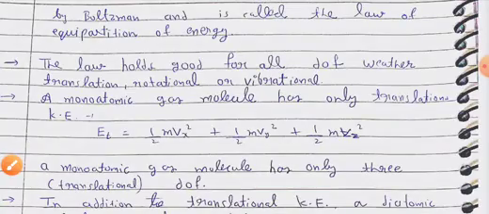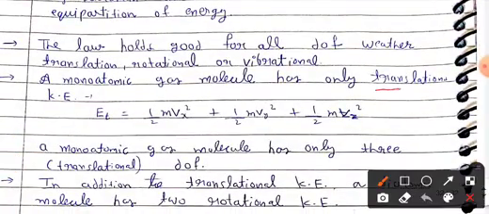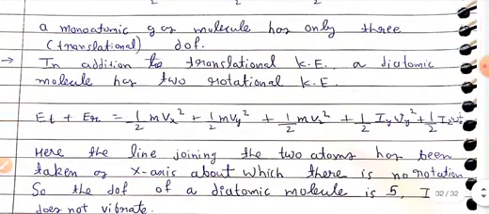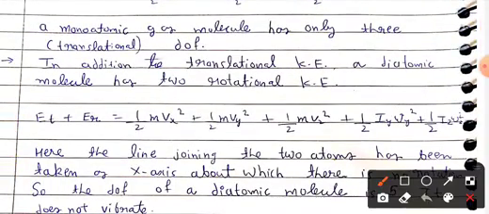A monoatomic gas molecule has only translational kinetic energy, so it is denoted by ET, the translational kinetic energy, and that is equal to half mvx² plus half mvy² plus half mvz². So monoatomic gas molecules have only 3 degrees of freedom. Now in addition to translational kinetic energy, a diatomic molecule has 2 rotational degrees of freedom also. That means it will have 2 rotational kinetic energies also.